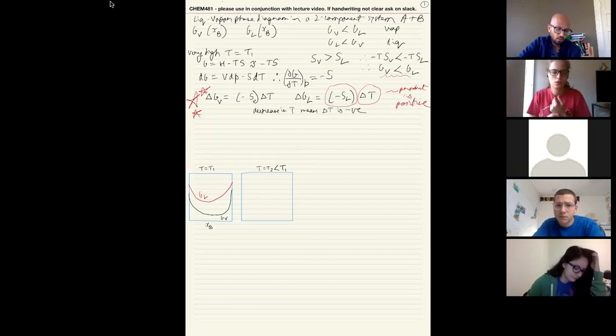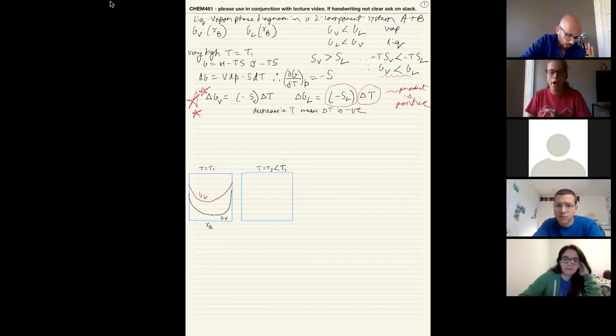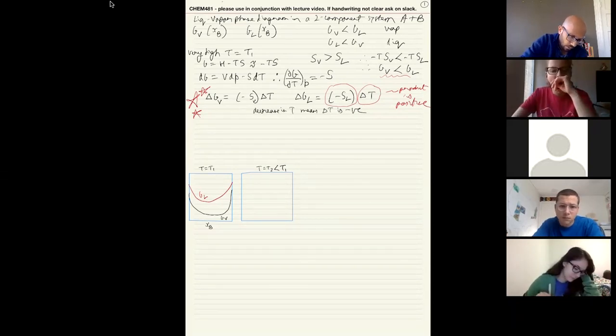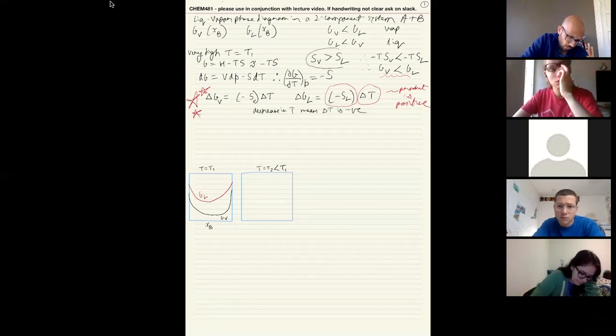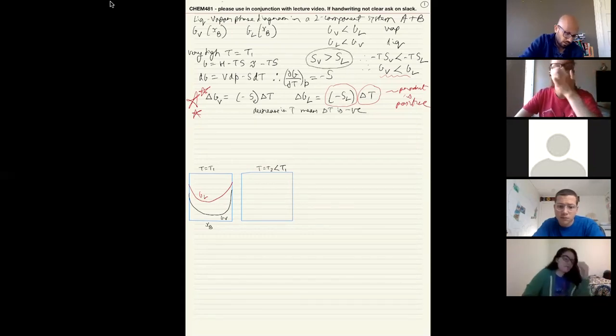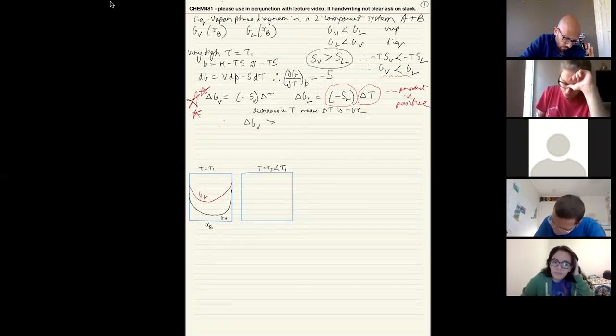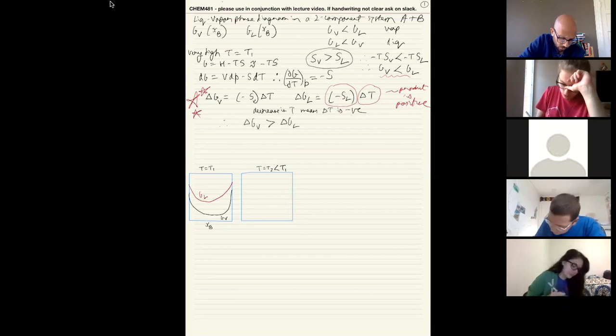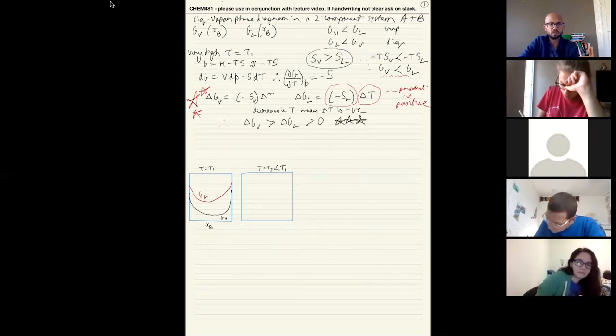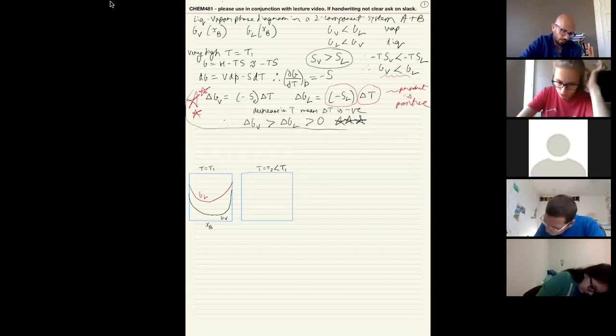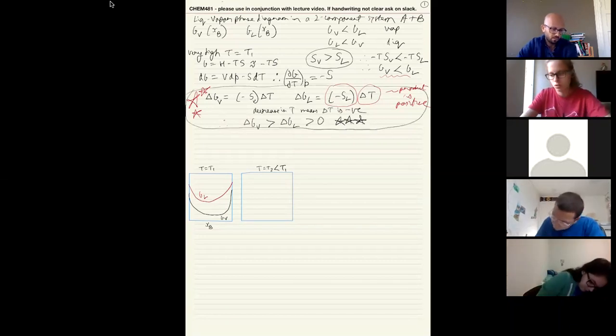So we know that delta GL is positive and delta GV is positive. Now, since we just showed that SV is more than SL, therefore delta GV is going to be more than delta GL, and both will be positive. This is what we just showed. This is what I meant by the important part over here, all of this. This is super important that you get this right.